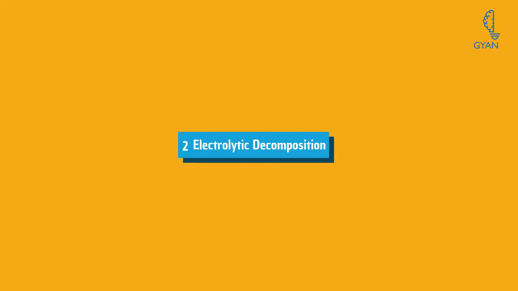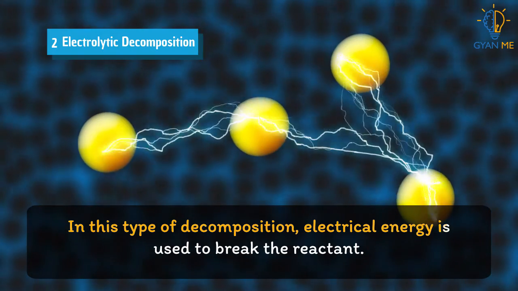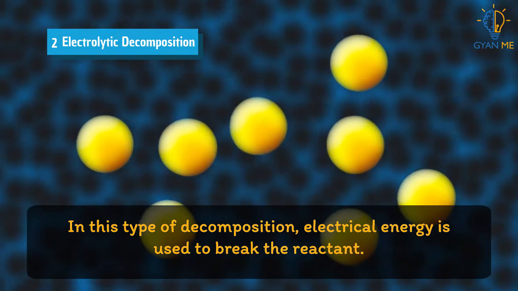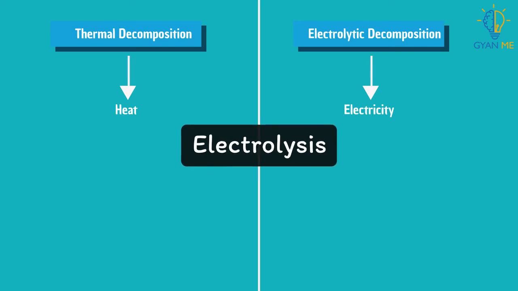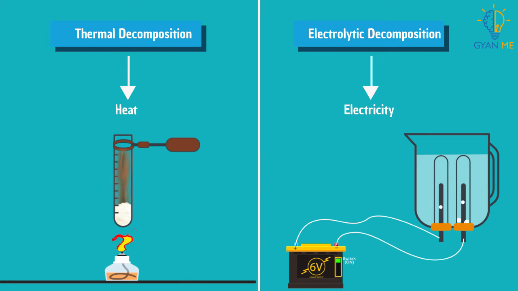Now let's learn about electrolytic decomposition. In this type of decomposition, electrical energy is used to break the reactant. This process is also known as electrolysis. As you learned earlier, in thermolysis, heat is applied. Similarly, in electrolysis, electricity is applied to decompose.